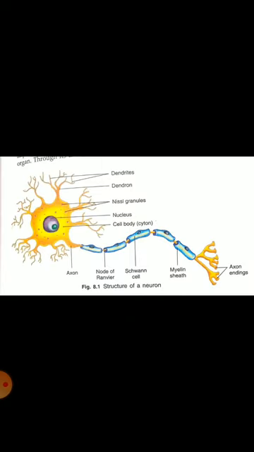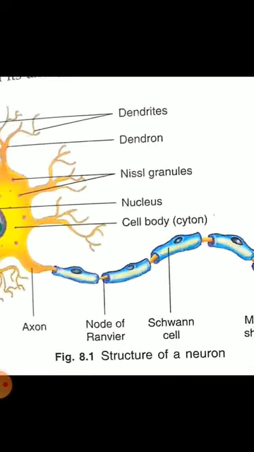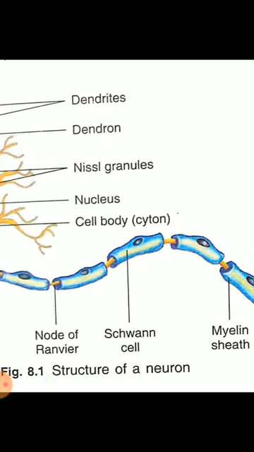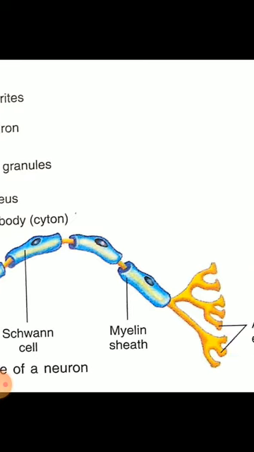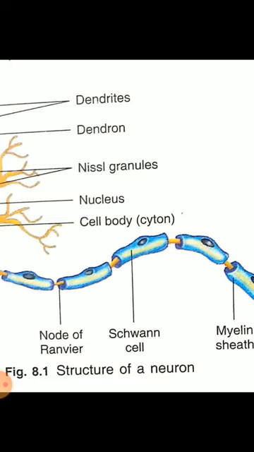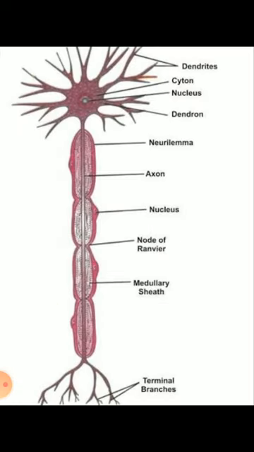One more diagram which shows the structure of a neuron. Cyton, then axon, myelin sheath, nodes of Ranvier, and axon endings. These are all clear in this picture. One more revision for this neuron.